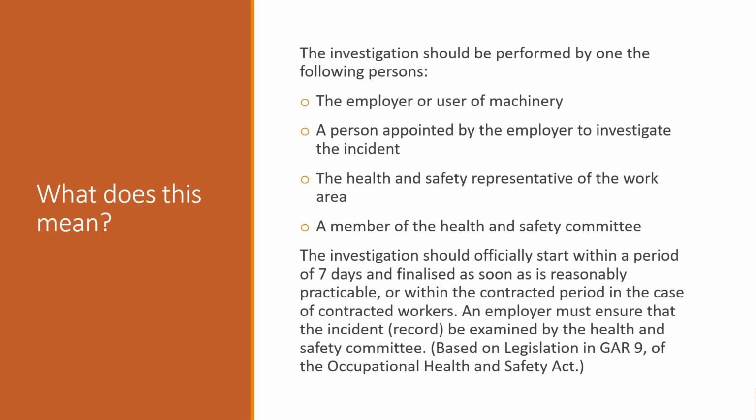The investigation should be performed by one of the following persons: the employer or user of machinery, a person appointed by the employer to investigate the incident, the health and safety representative of the work area, or a member of the Health and Safety Committee. The investigation should officially start within a period of 7 days and be finalized as soon as is reasonably practicable, or within the contracted period in the case of a contracted worker. An employer must ensure that the incident record be examined by the Health and Safety Committee.